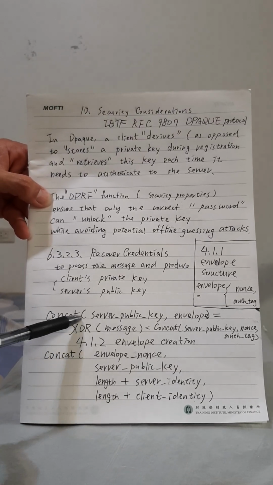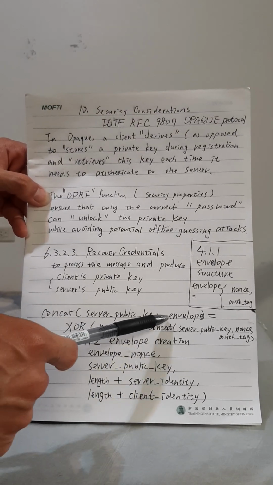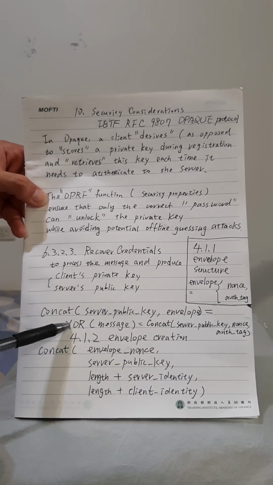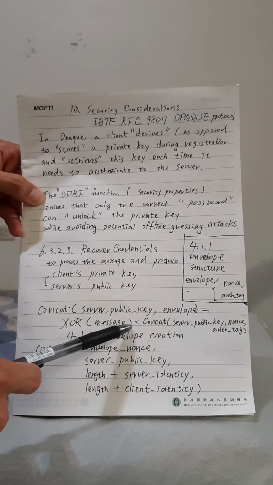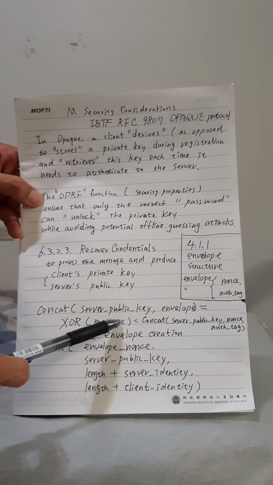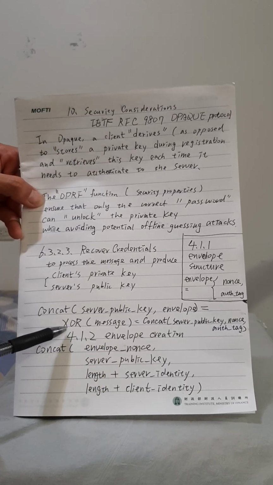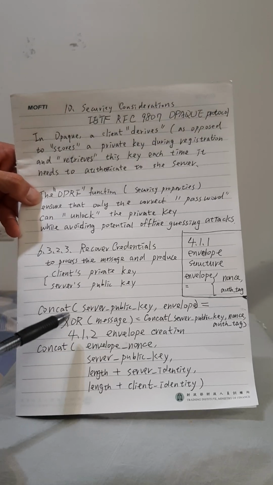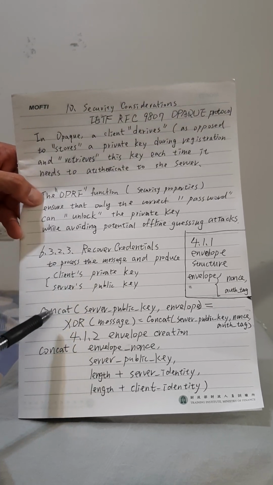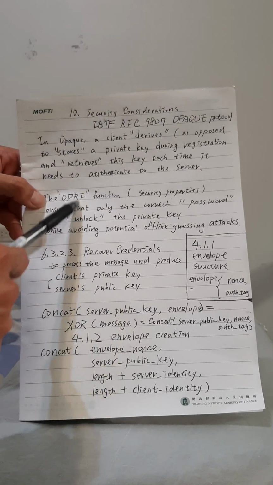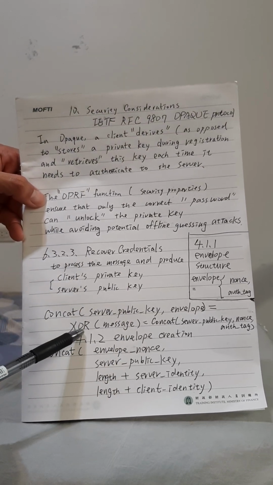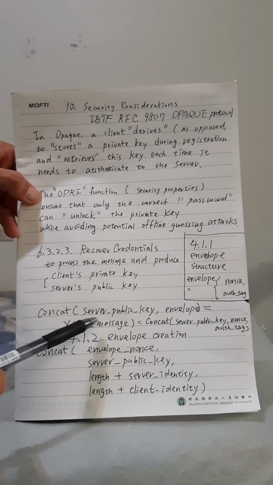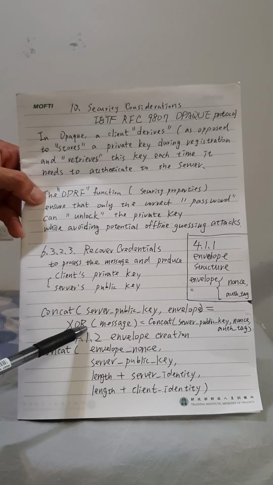The concatenation of the server public key and envelope is the XO message. XO means a decryption function. So the server sent to the client a message, and the client uses its cross-stage key, that is x to the y's power. In OPAQUE, it is called a randomized password. The client uses the randomized password, which is a cross-stage password, to decrypt the message using the XO function.